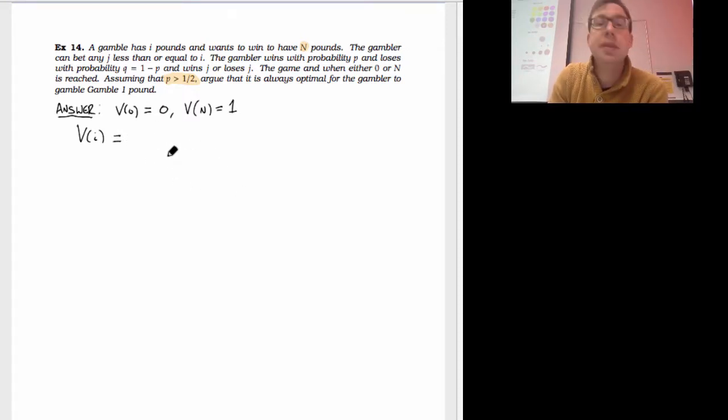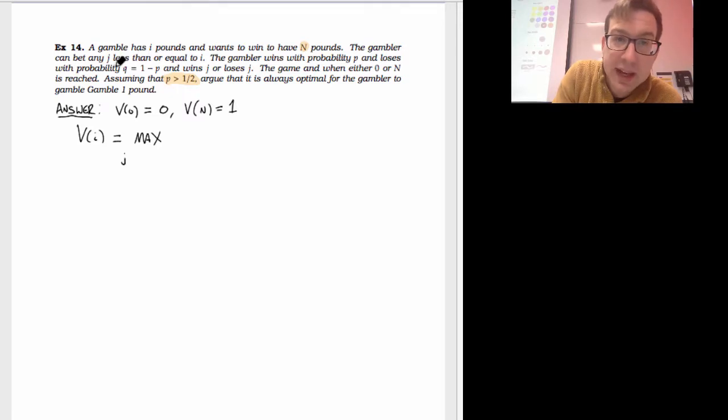So in Bellman's equation, I maximize over the set of actions I can take. And the actions you can take are the amount of money you can bet. If you've got I pounds, you can bet 1, 2, 3, 4, 5, 6, all the way up to I. So the set of actions that I can take, J, which is the amount that you bet here, belongs to the set 1 up to I. So I can either bet £1 or I can bet all my money or anything in between.